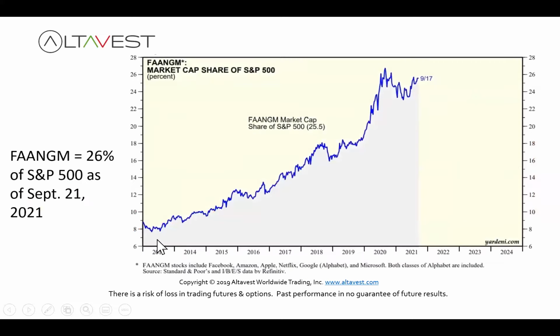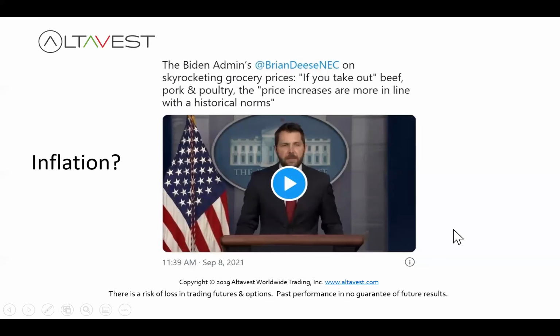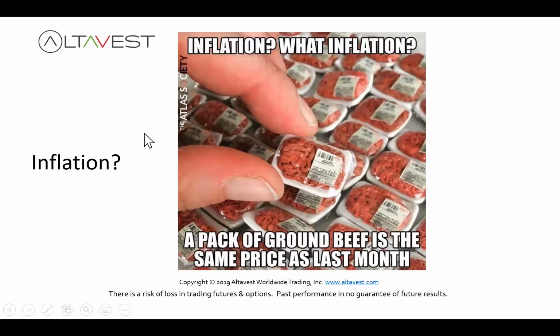portfolio risk. I mean, look at the market cap for the FANG here. It's 26% of the market now. That's not so diversified, is it? Here's total market cap, the Warren Buffett indicator, kind of in nosebleed territory. Meanwhile, the government says there's no inflation if you just don't count the price of all the groceries that are skyrocketing in value. And here's a great little piece here. Inflation. What inflation? A pack of ground beef is the same price as last month. I thought that was a good one.